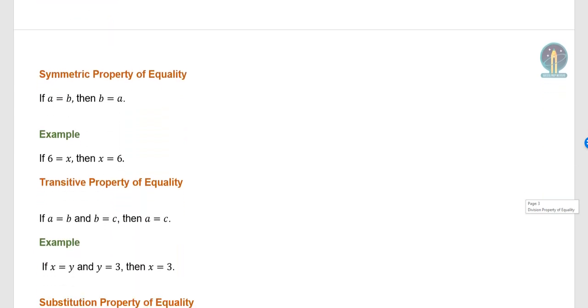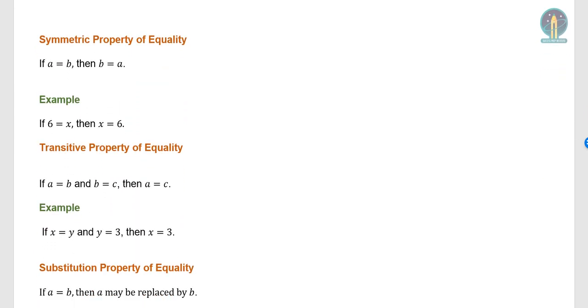Another property of equality is the symmetric property of equality, and again, this one is kind of straightforward, but in certain circumstances, it may come up that you need to be aware of it. If a is equal to b, then b is equal to a. You can flip the items on both sides of an equal sign without issue. Okay. An example is, if 6 is equal to x, then x is equal to 6.